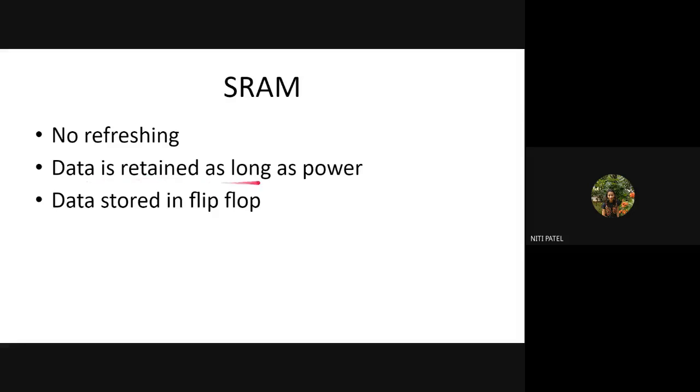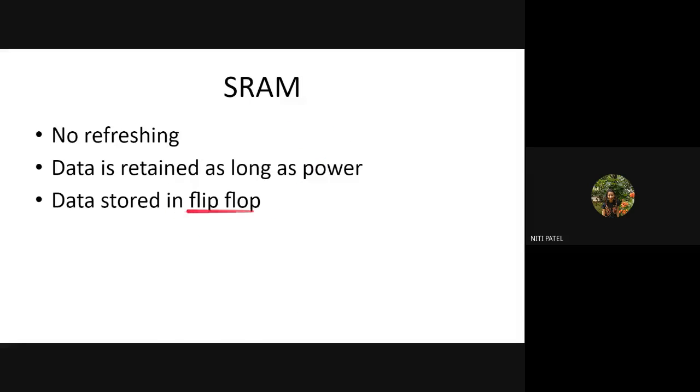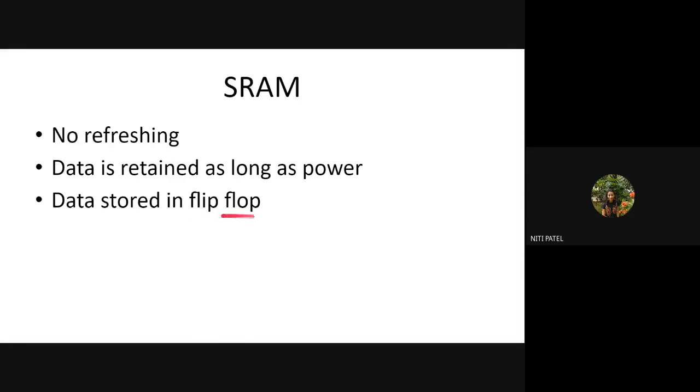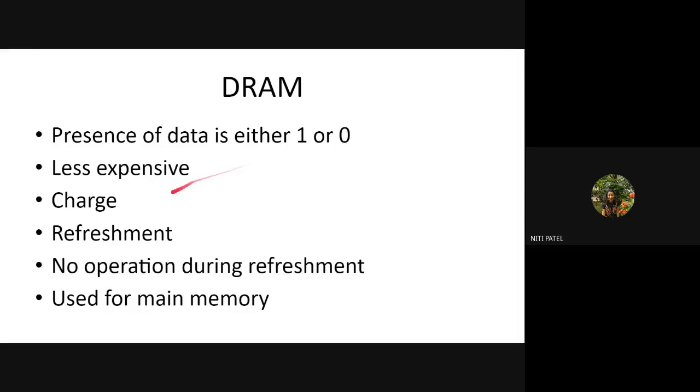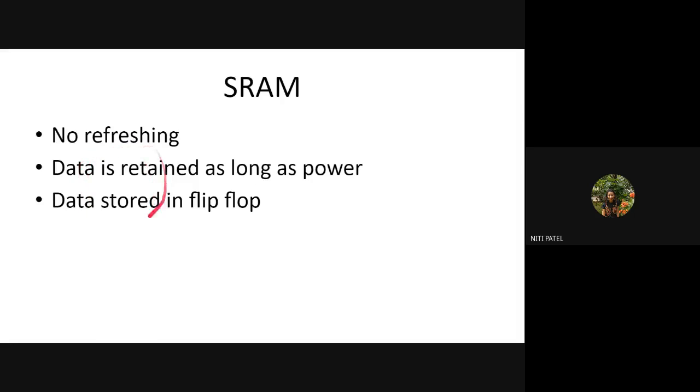So what is happening? Data is retained as long as there is power. So जब तक power है तब तक you will get the data. Whereas in DRAM you have to continuously refresh for the power as well as you have to refresh for the data. Okay. What is DRAM? The presence of the data is either 0 or 1. Same. Here also in flip-flop it will be either 0 or 1. In DRAM also it will be either 0 or 1. But here it is in the form of a flip-flop. Here it will be in the form of a charge. So since it is in the form of a charge, we are going to require that refreshment. Since we do not have a charge in SRAM, therefore no refreshment is required.